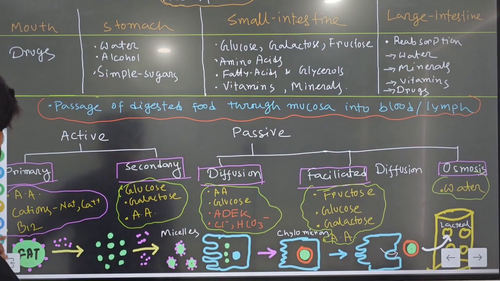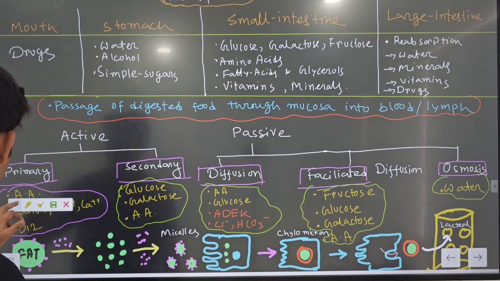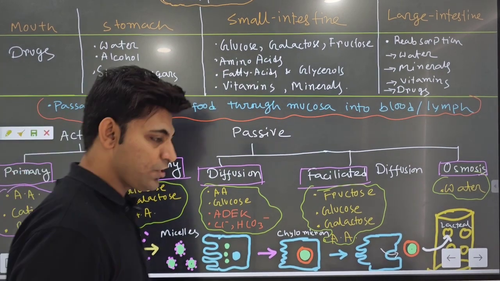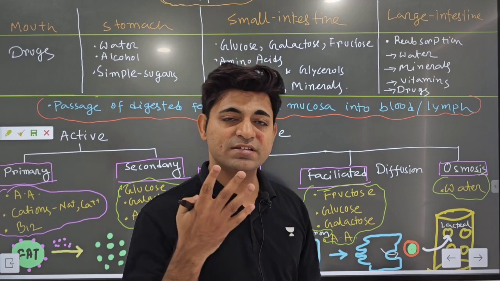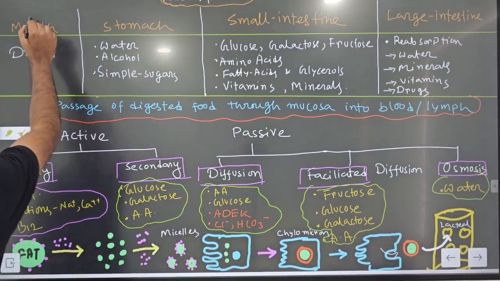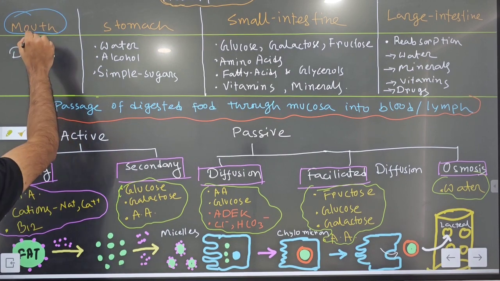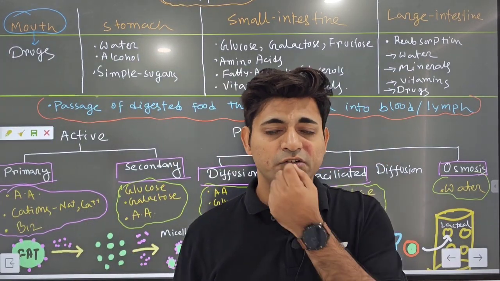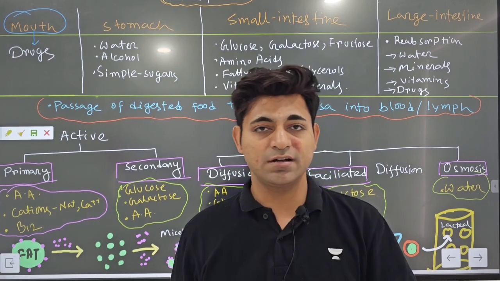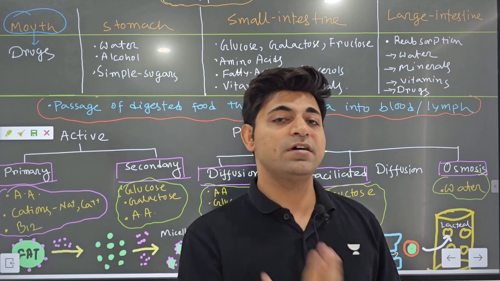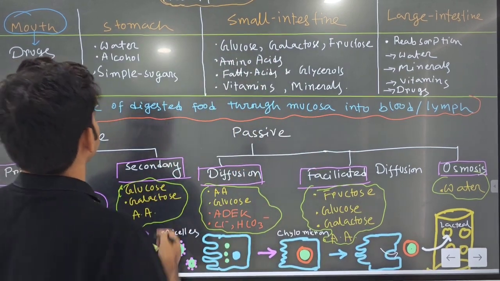I think this is the most complicated as well as the most important topic of the chapter, absorption. There are four places in our digestive system where absorption will take place. First, in the mouth, absorption will take place. Drugs. Sometimes the doctor will give you some tablet and tell you to keep the tablet below the tongue. That's because inside our mouth, the buccal cavity, below the tongue, the absorption rate is much higher than other parts.